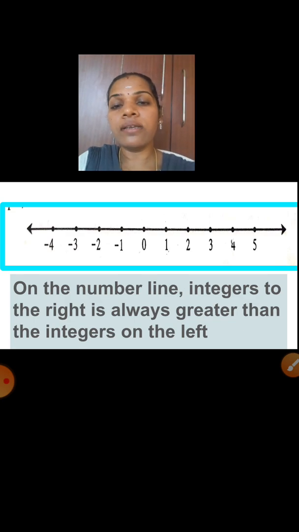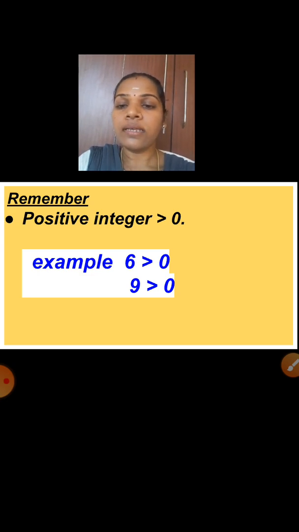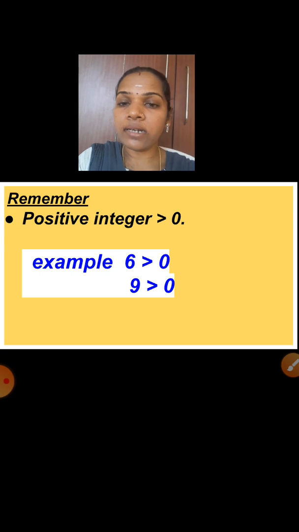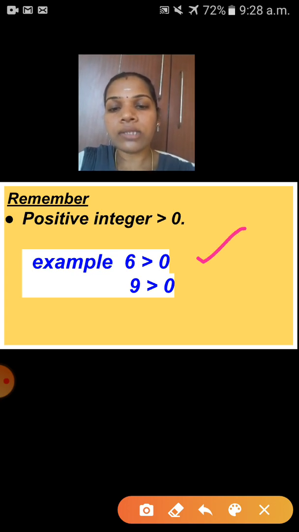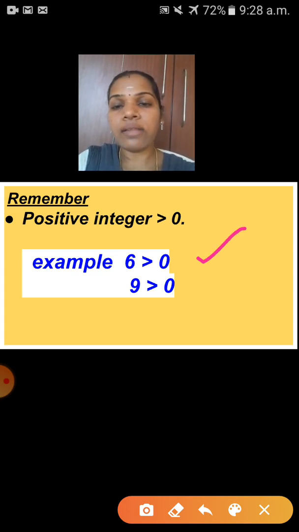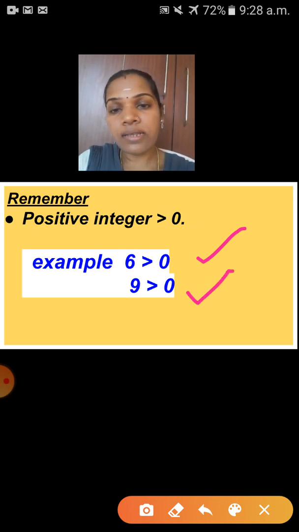Okay, children, here you have to keep your mind here. Four points. First point is, see here, positive integers are greater than 0. Positive integers are always greater than 0. That you already know, isn't it? Here is an example. 6 is a positive number, so 6 is greater than 0. 9 is greater than 0. 10 is greater than 0.